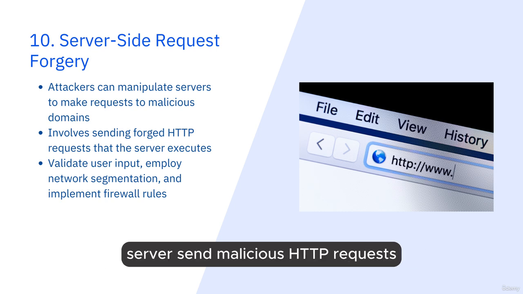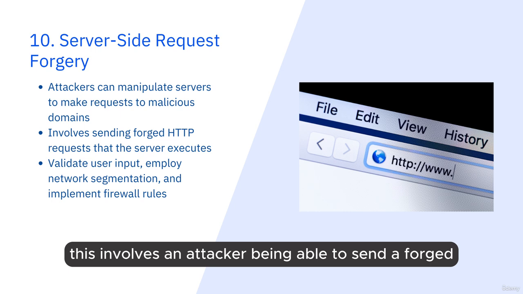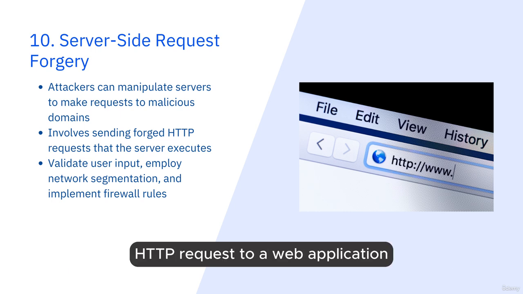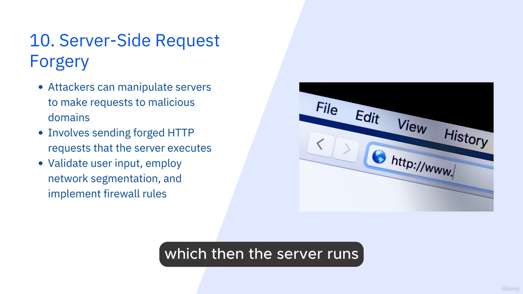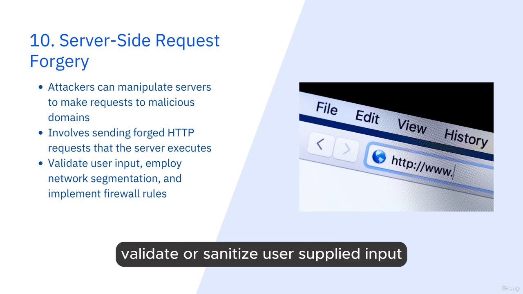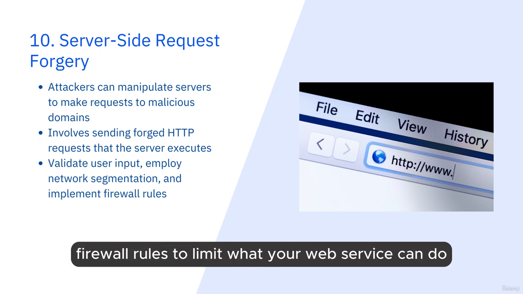Lastly, server-side request forgery is a type of vulnerability where an attacker can make an application server send malicious HTTP requests. This involves an attacker being able to send a forged HTTP request to a web application, which then the server runs. To protect against SSRF, validate or sanitize user-supplied input and implement firewall rules to limit what your web service can do.